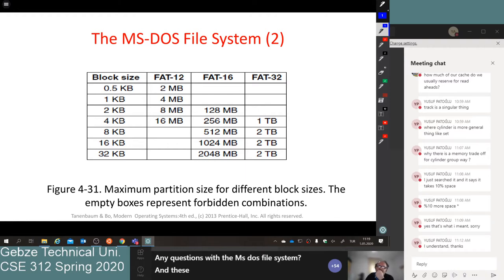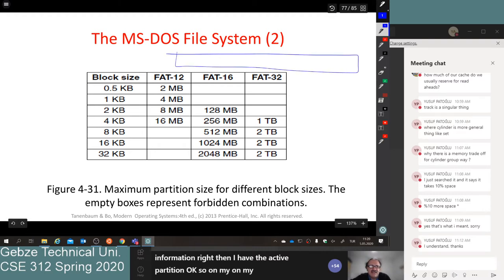And these are the possible addressable partition sizes that MS-DOS makes possible for a given partition. Remember our main disk structure at the beginning, I have the master boot record, then I have the partition information, right? Then I have the active partition, okay? So on my desk, let's say I have 1, 2, 3, 4 disk partitions.